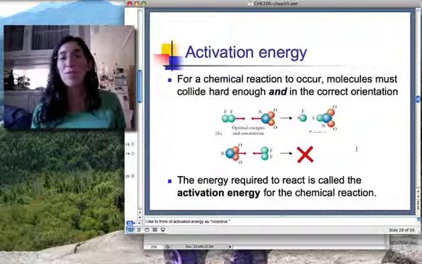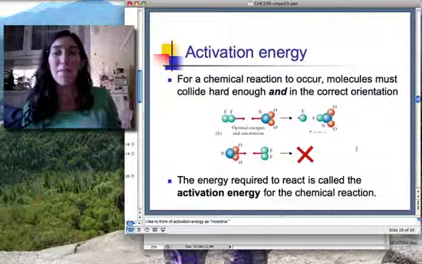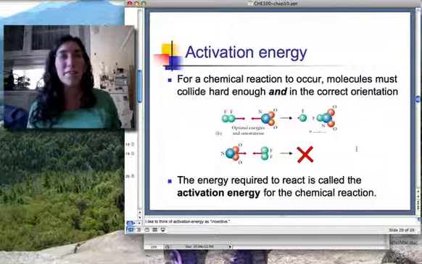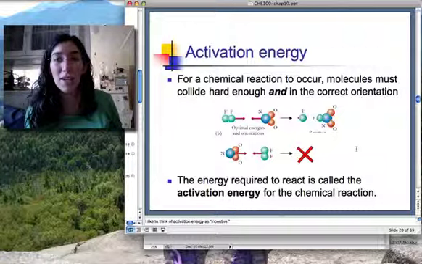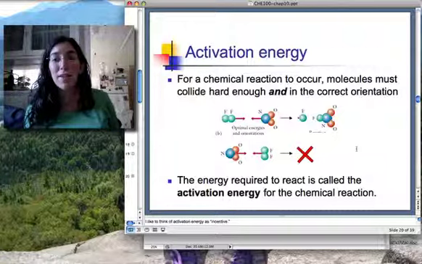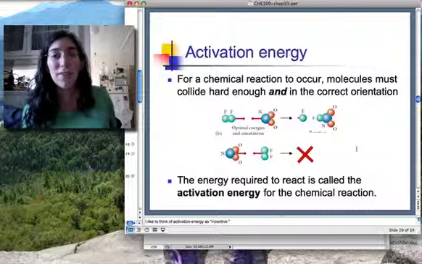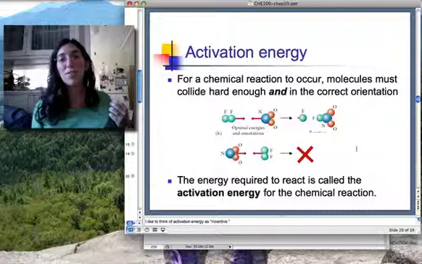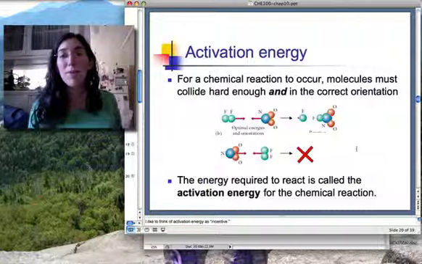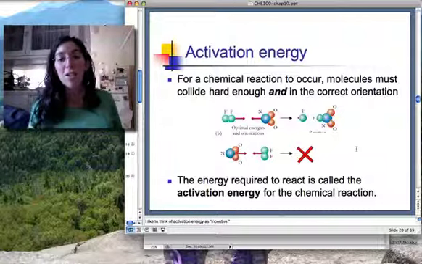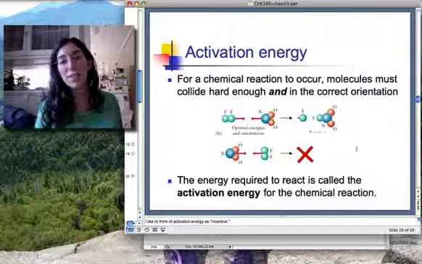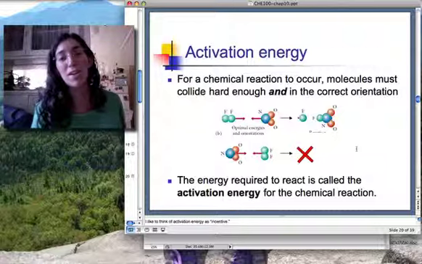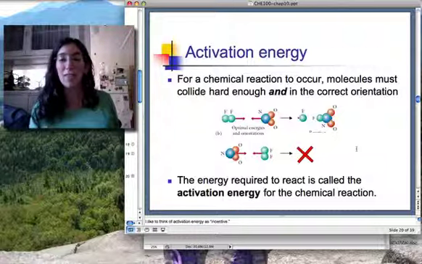Now, that sort of puts a minimum on things when it comes to chemical reactions. There's a minimum amount of energy that's required, and there's a certain orientation that's required. So these different requirements for a chemical reaction to take place are known as the activation energy. So I like to think of activation energy actually as incentive, the incentive for a reaction to take place.